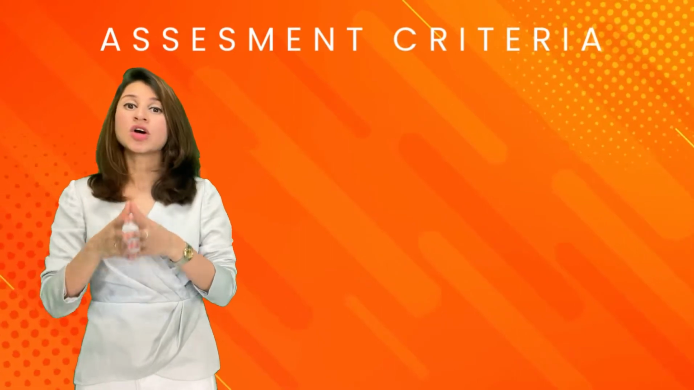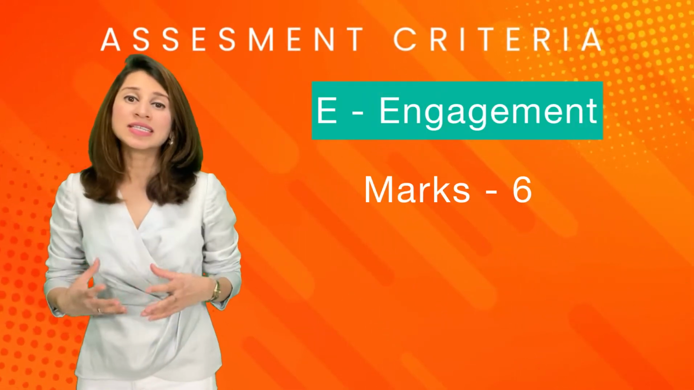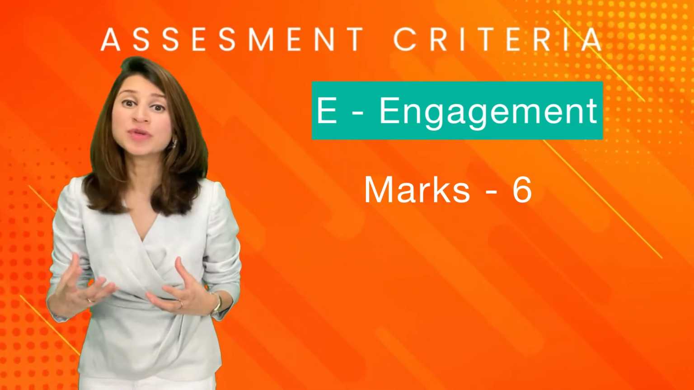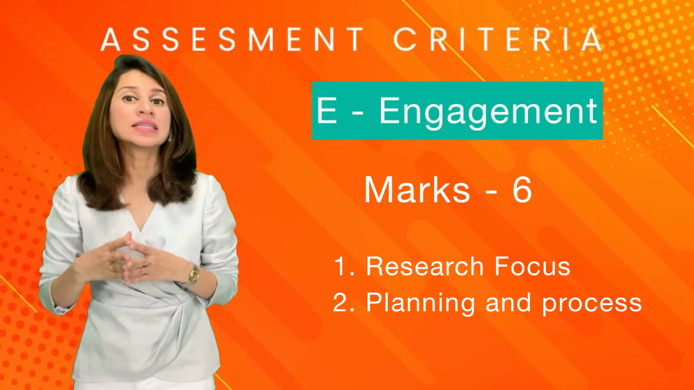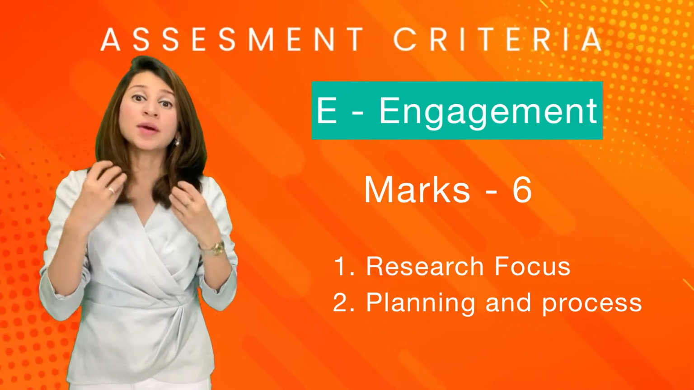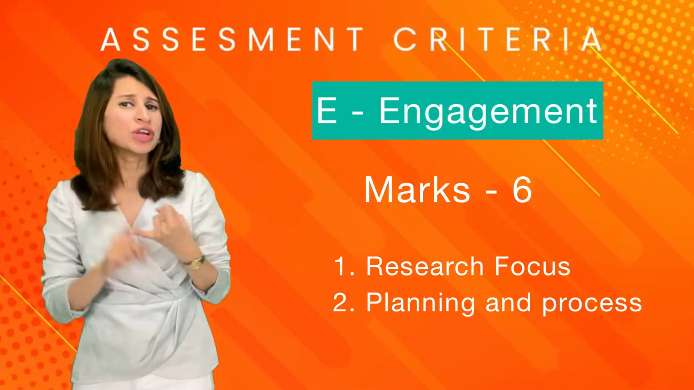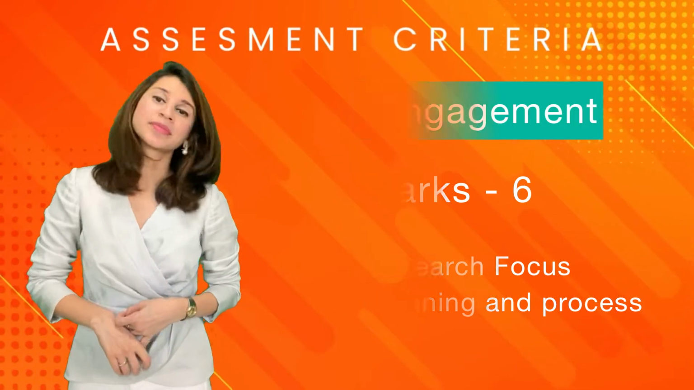And the last one is called engagement, which comprises of 6 marks. This criteria assesses your level of engagement with the research process and completion of the EE. It is applied by the examiner at the end of the assessment of your essay after considering your RPPF, which includes your 3 mandatory reflections and your supervisor's feedback and comments.